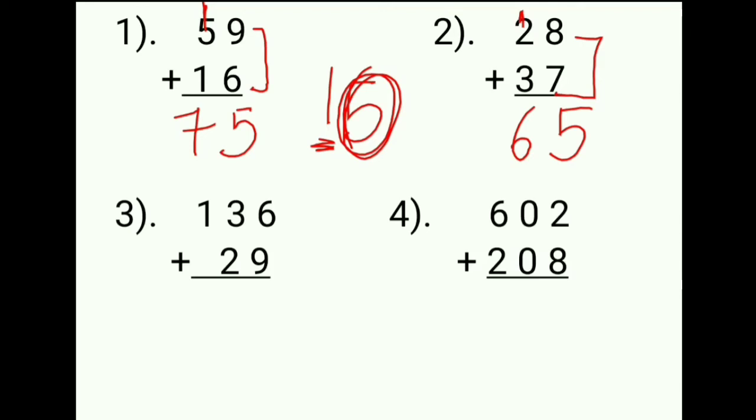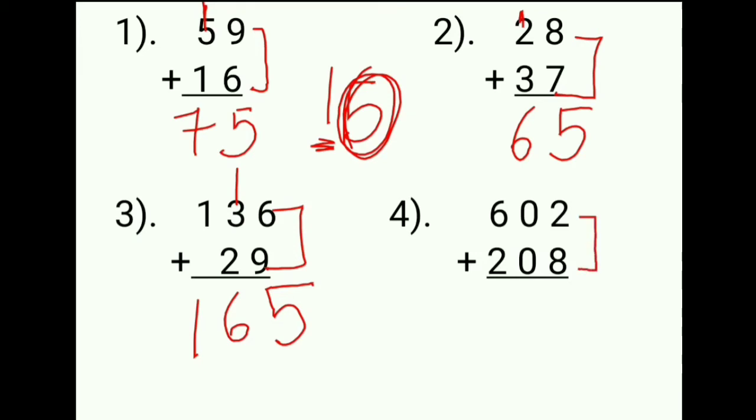Okay. Now, third sum. 6 plus 9. 6 plus 9 is again 15. So we will put 5 here and 1 carry. 3 plus 1 is 4 and 4 plus 2 is 6. 1 plus 0 is 1. So our answer is 165.